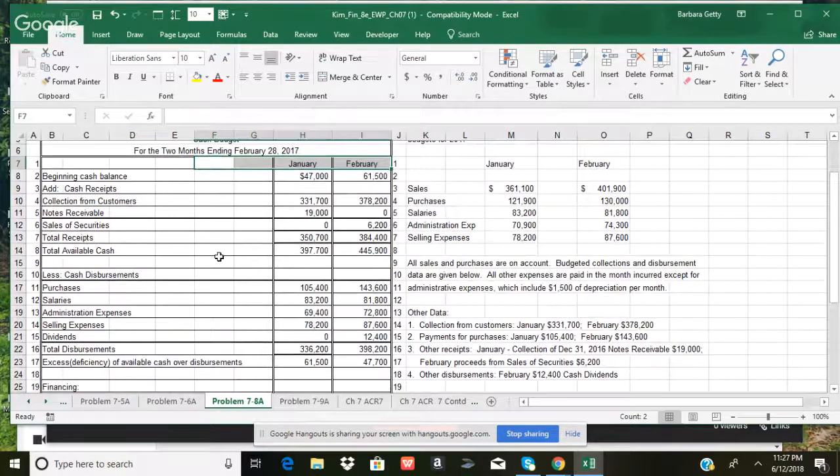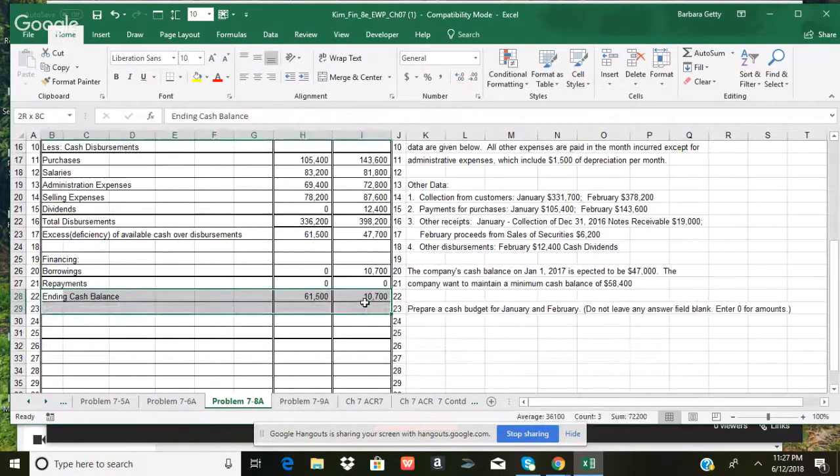our cash budget, our ending cash balances are right here.